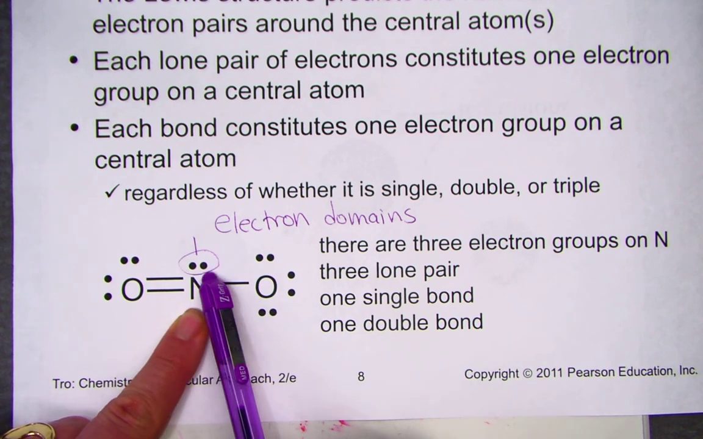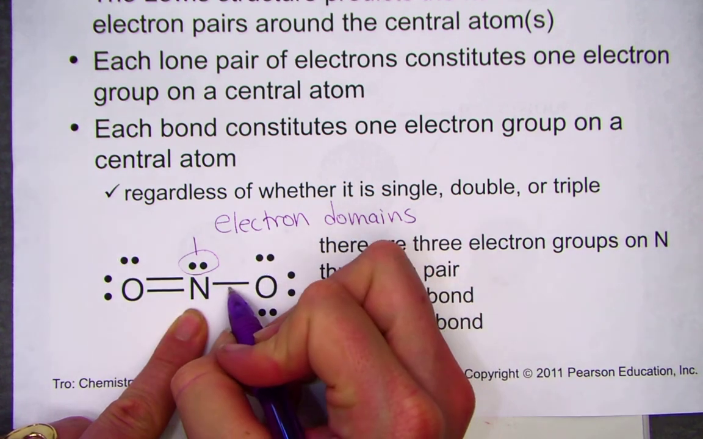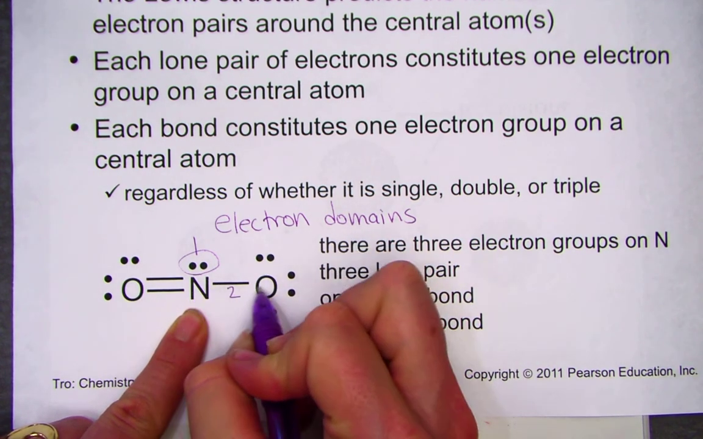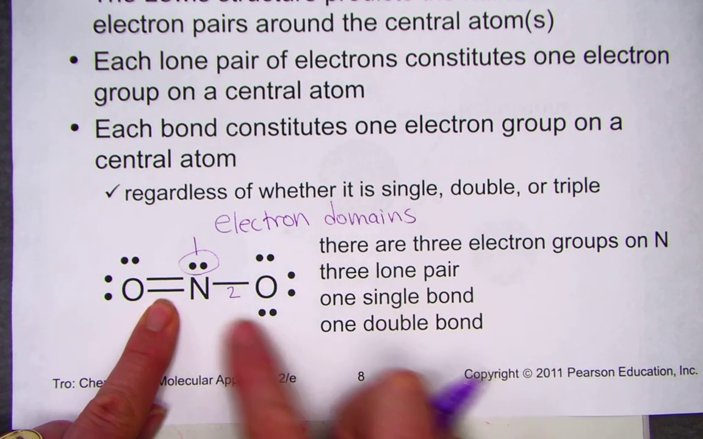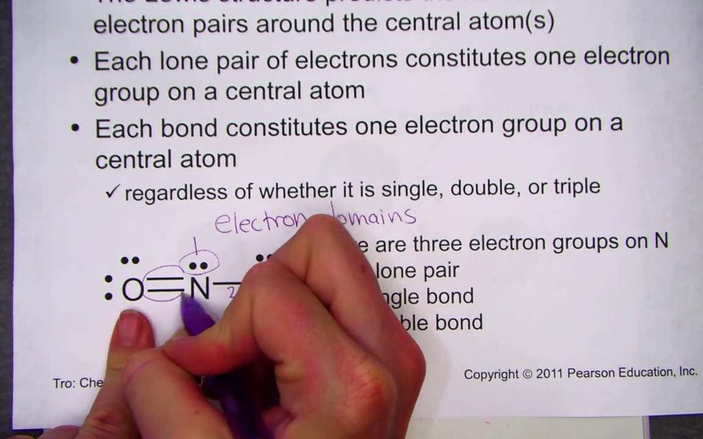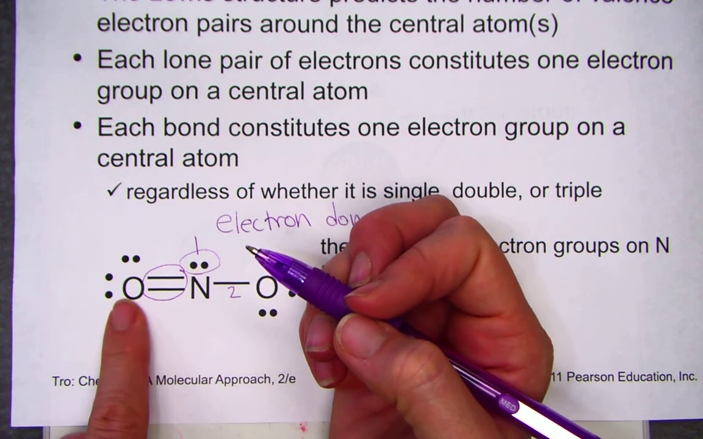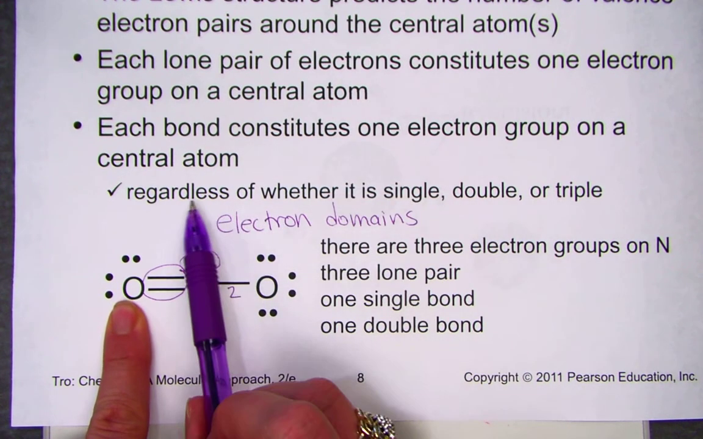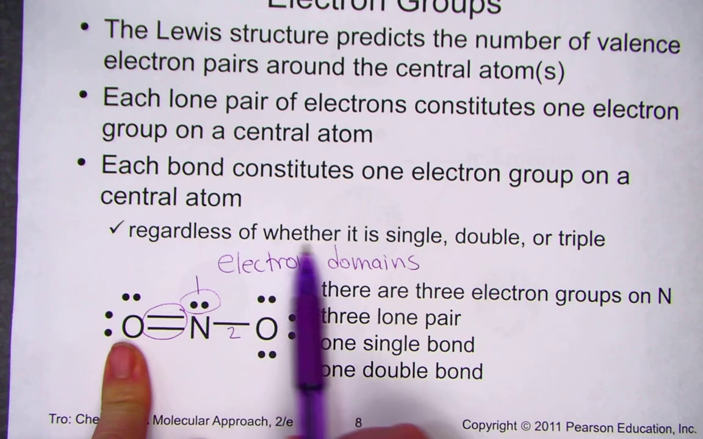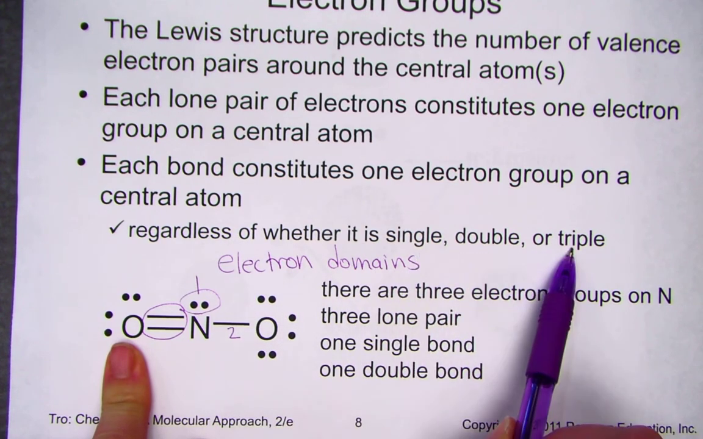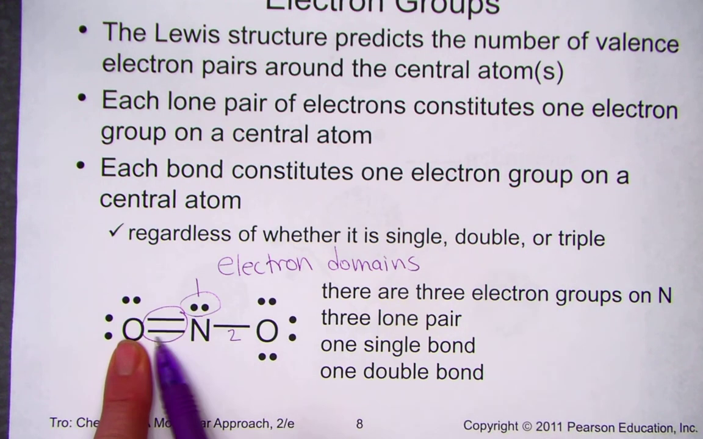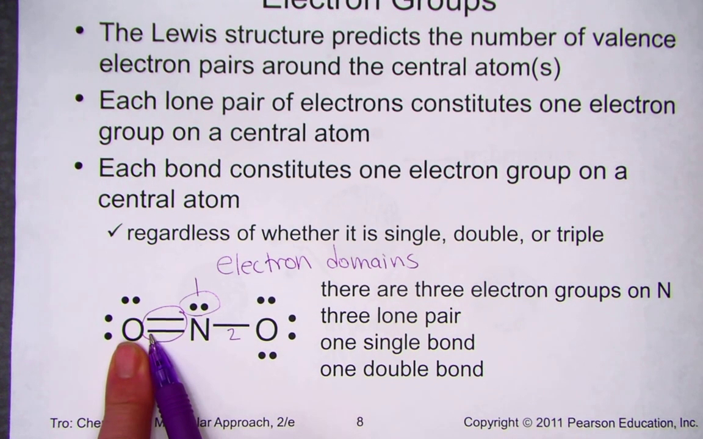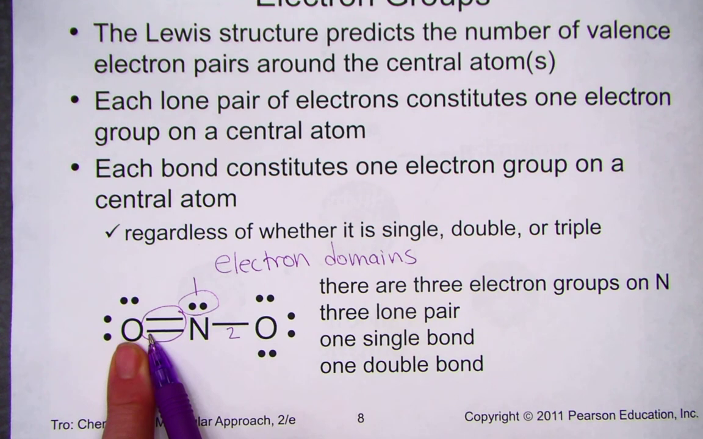So the first electron domain is up north on top of the nitrogen. A second electron domain is the bond between nitrogen and oxygen. The third electron domain is between the nitrogen and oxygen to the left. Regardless of whether it's a single, double, or triple, that creates just one domain between the nitrogen and oxygen, even though it's a double bond.